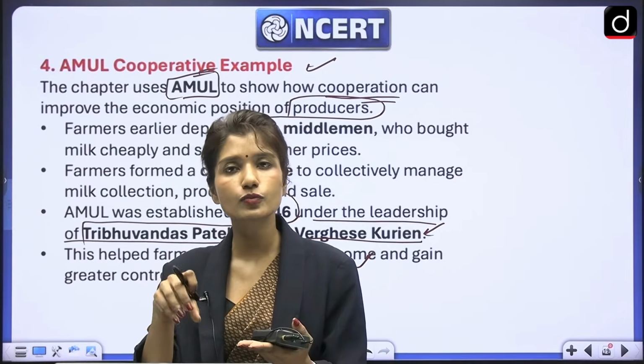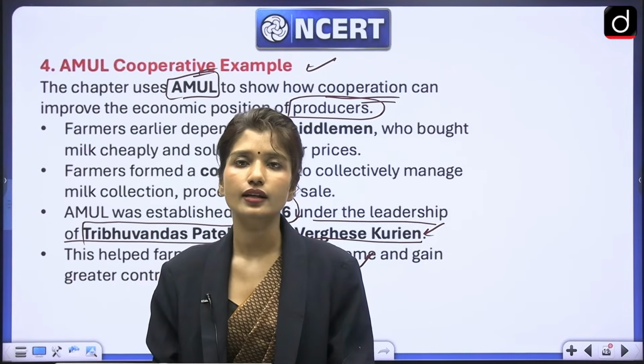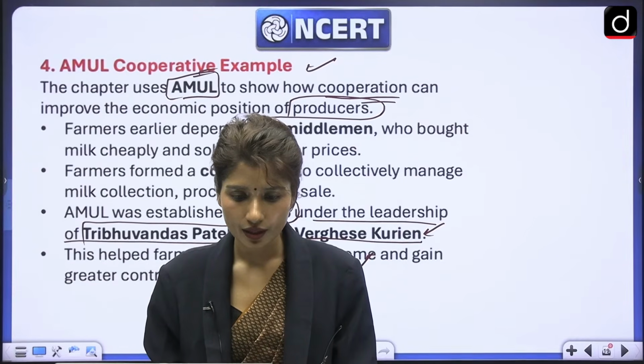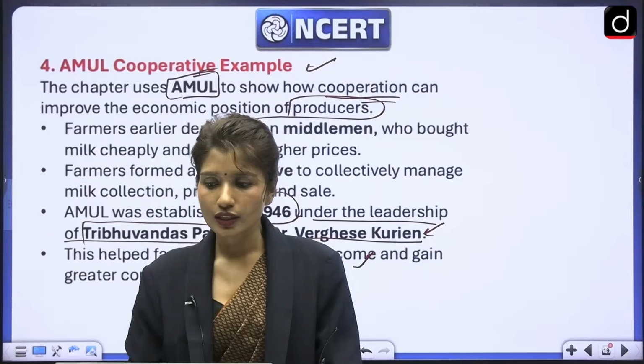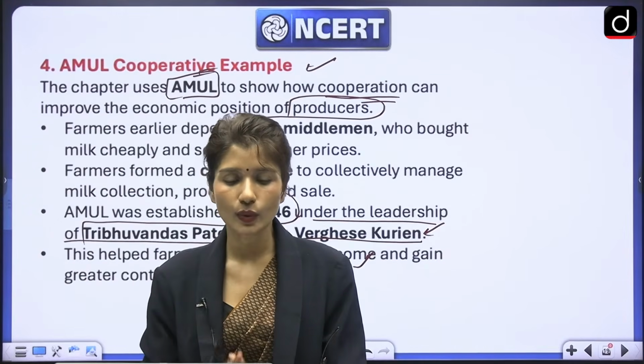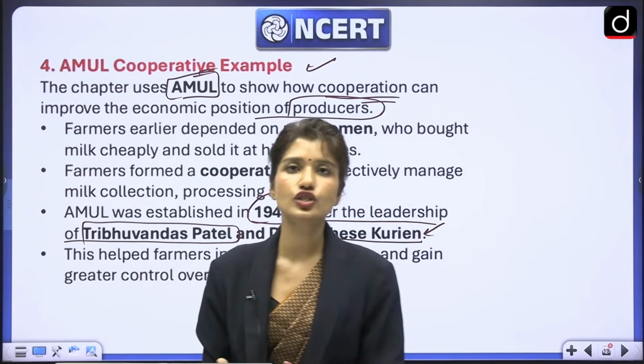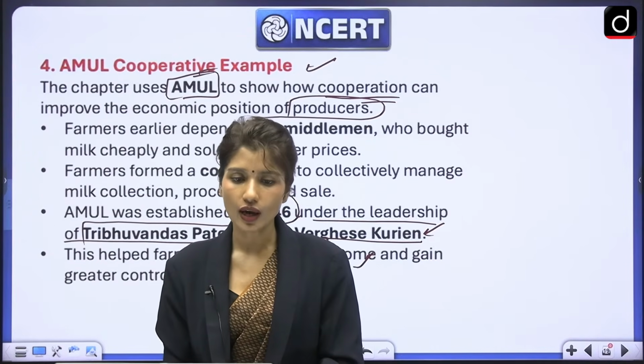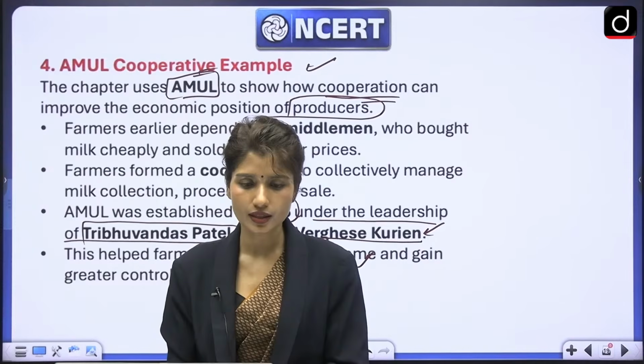Even the cooperatives become huge. Now Amul, we know, right? It has become such a huge brand because of this. Yes, is it clear to everyone? That's it. And with this, we come to the end of chapter 14 also, and we are done with class 6th NCERT. Do you have any questions? If you have any questions, please ask.